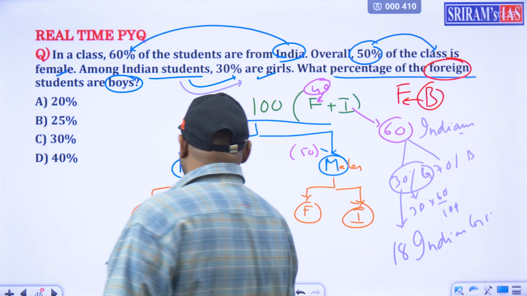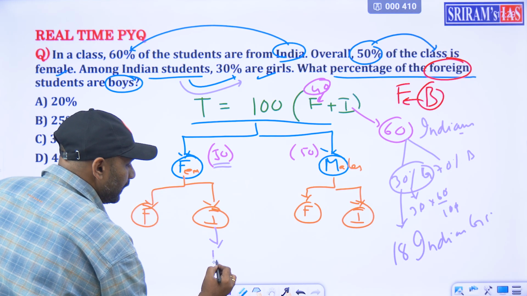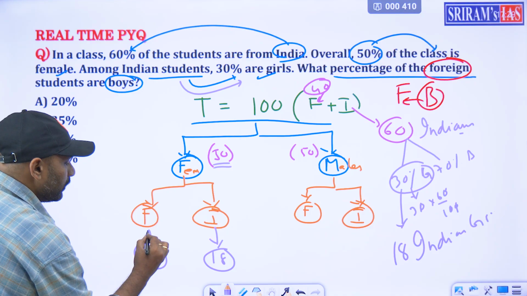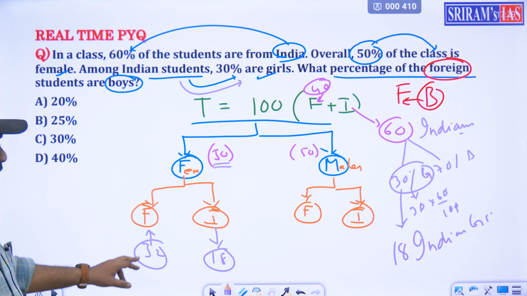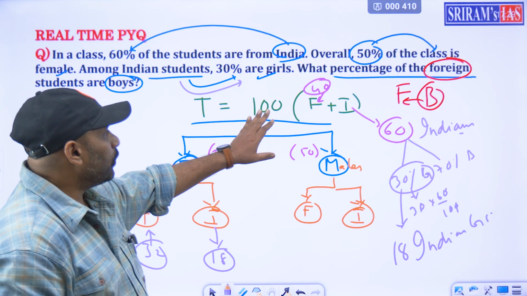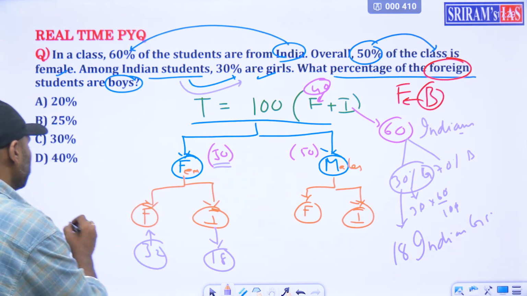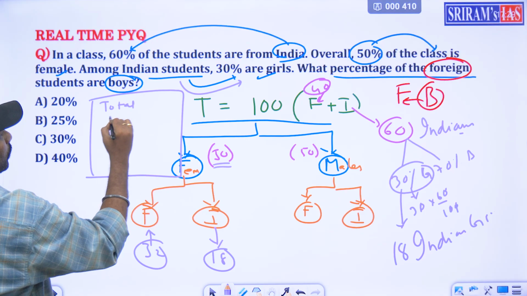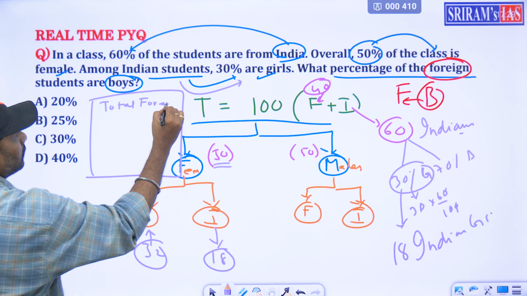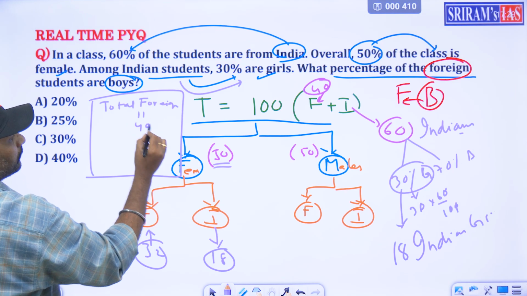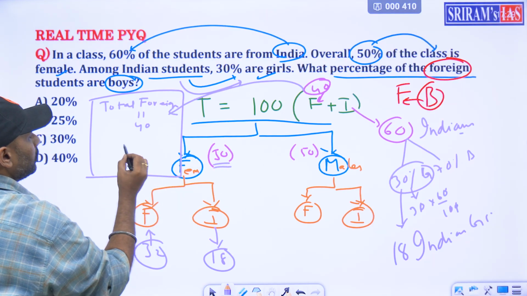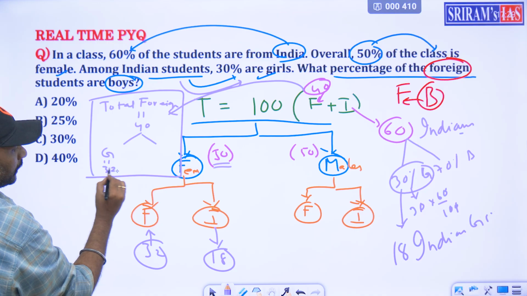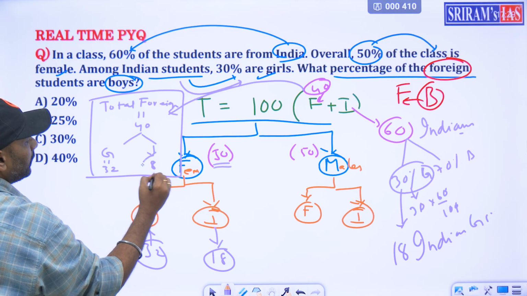So here I can write, out of this 50, 18 are Indian girls. That means foreign girls must be 32. That is a major point. Now if 32 foreign girls are there and total foreigners are 40, so here total foreigners 40. Okay, from here in this, girls are 32. That means boys must be 8.